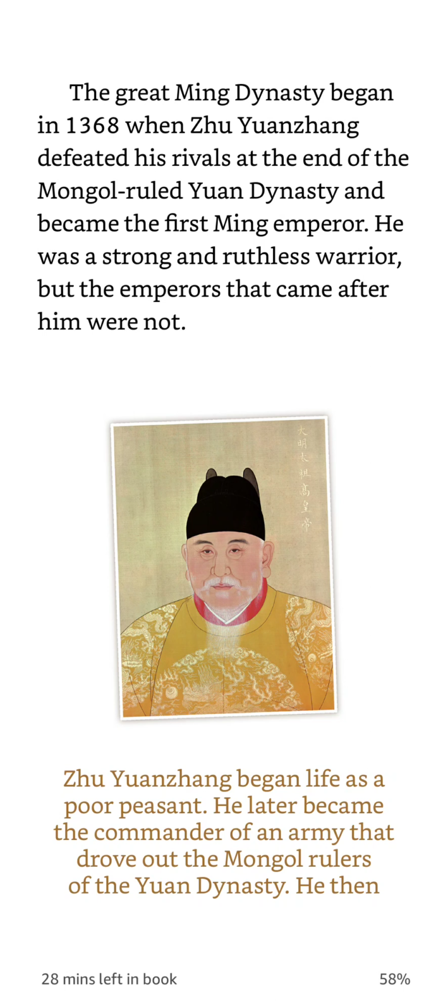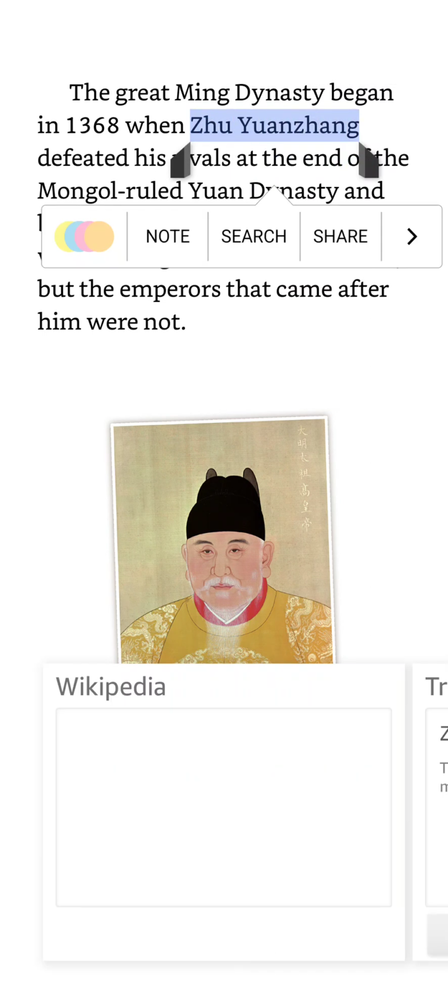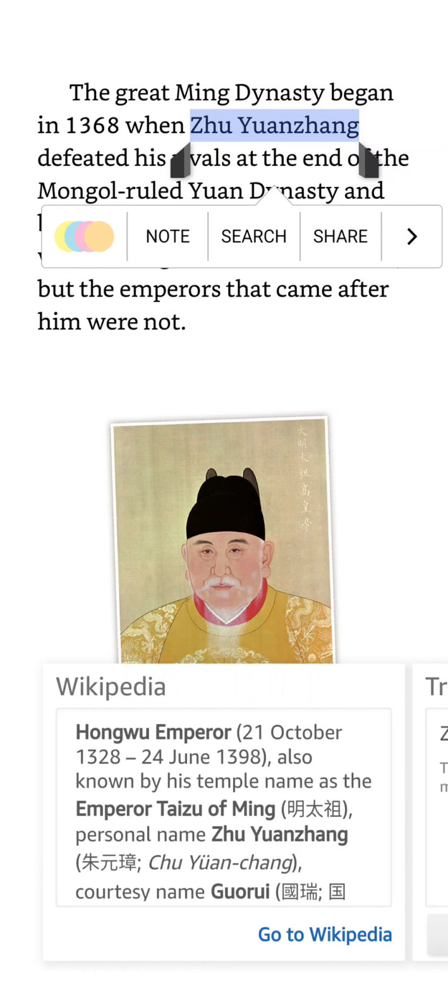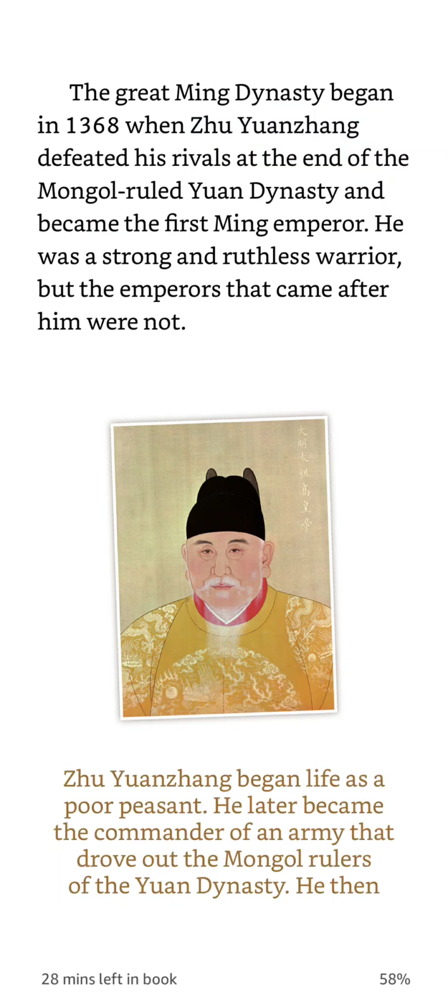The Great Ming Dynasty began in 1368 when Yuan Zhang defeated his rivals at the end of the Mongol-ruled Yuan dynasty and became the first Ming emperor. So I want you to look him up. All right? Look him up and gather some information and write it in your notebook.